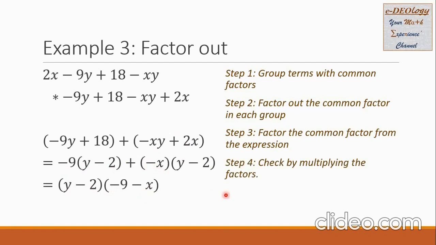And for step 4, I should multiply the factors to check if it is correct. So y times negative 9, I will get the negative 9y. Then y times negative x, here is the negative xy. Negative 2 times negative 9, I will have this positive 18. Negative 2 times negative x will be positive 2x. So now I am sure that my factors here are correct. And this is our final answer.